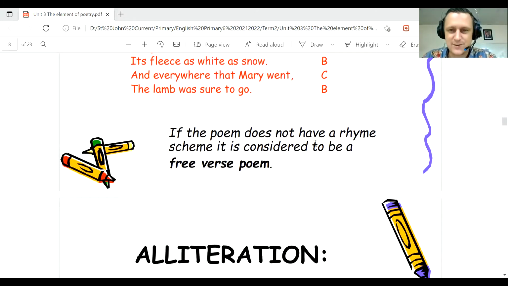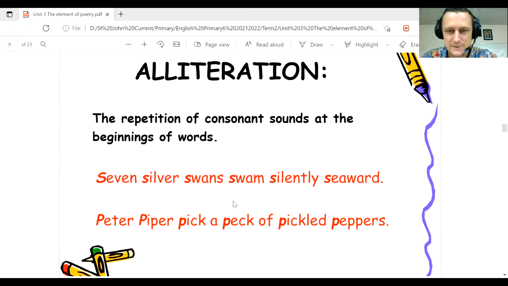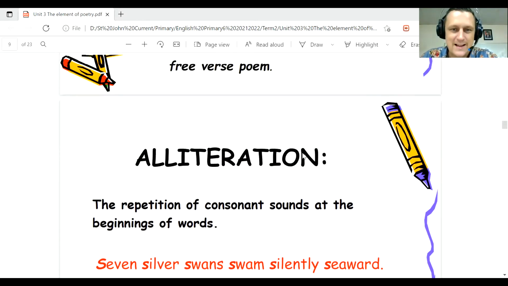No, just kidding. So if the poem does not have a rhyme scheme, it is considered to be free verse. Because poets like to be free. They hate rules and they hate the system and they hate society. No, they're not anarchists. But some poets don't like to listen to the rules. So if you're that kind of person who doesn't like following the rules, maybe poetry is your thing, right? No, that's another joke. Or maybe it's not.